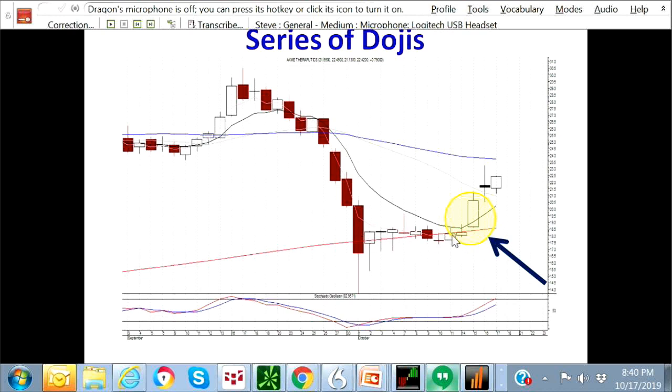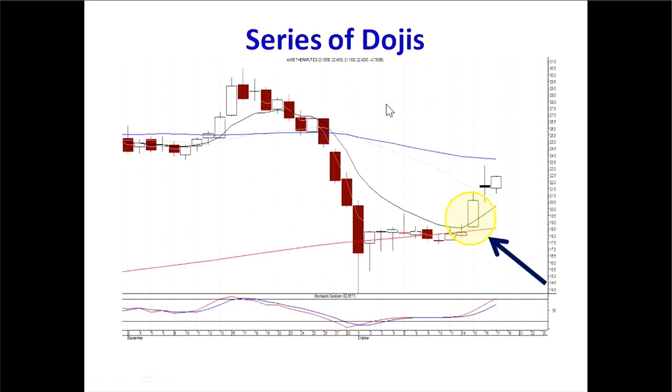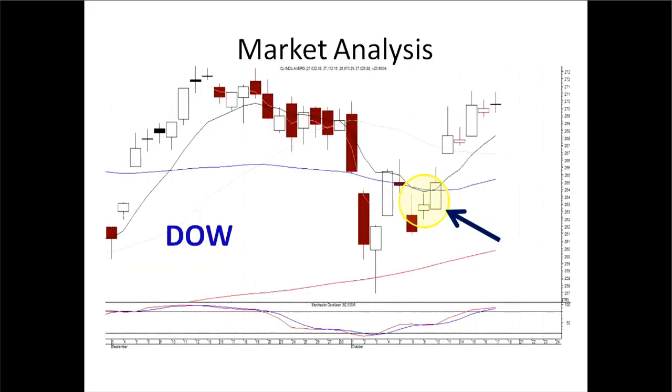So this is what we call a cradle pattern, and this was the alert. This big series of dojis, or indecisive trading, told you that the investor sentiment has changed. And not only has it changed, the longer this series of dojis, the more significant that next price move will be. Was that the same one? Might have been.